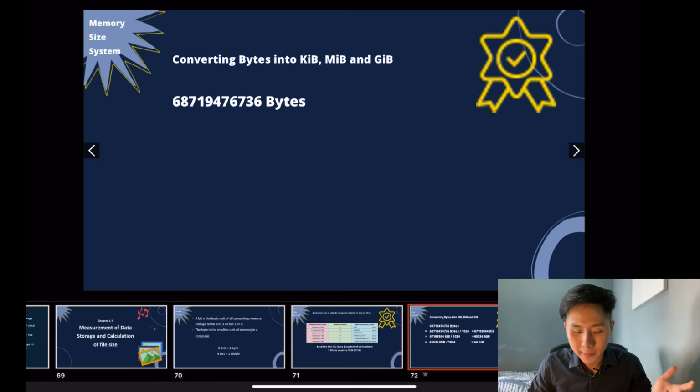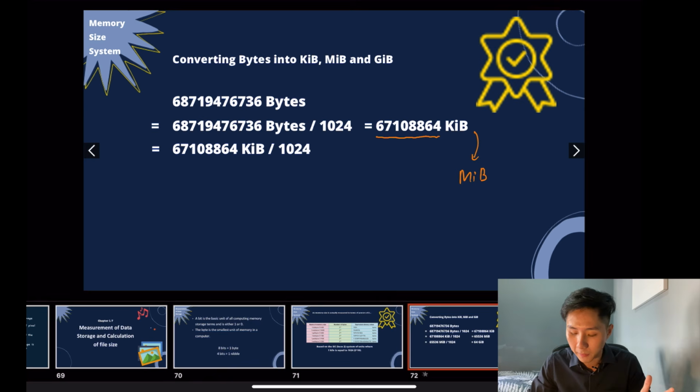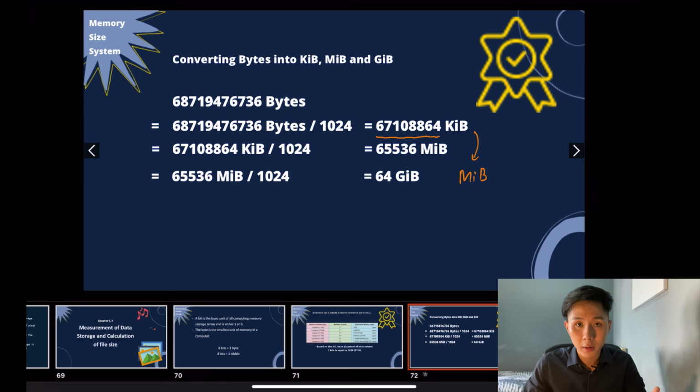The way we do this is very simple. First of all, if I were to convert bytes into kibibyte, we just have to divide this value by 1024. And the value that I have here will be the value in kibibyte. What if I want it to be mebibyte instead? All I have to do is divide it again by 1024, and we'll get the value in mebibyte. If I want gigabyte, I'll divide again by 1024. I would have 64 gigabyte.